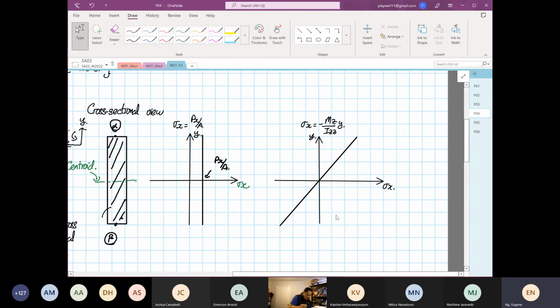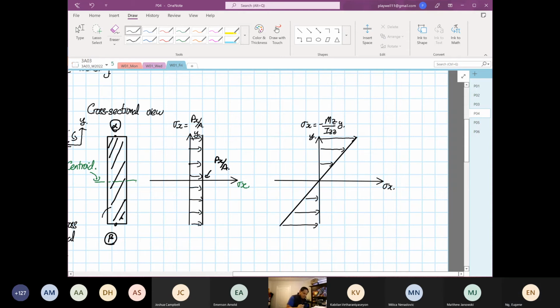Now to sketch your stress distribution, I'll do it. Tensile means it's pulling away. The arrow will be pulling away from the y-axis, and then the other one, compression, is pushing towards the y-axis. For this side, for the axial loading, it's all pulling away.